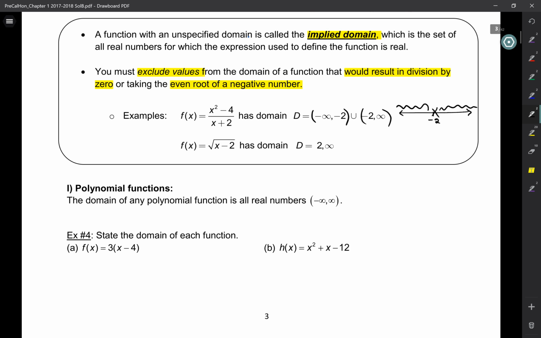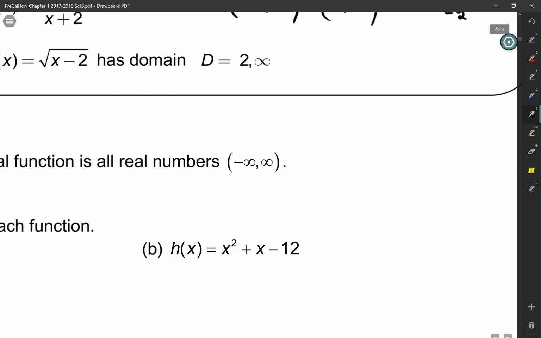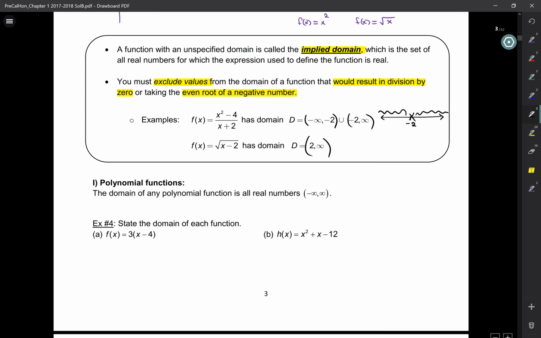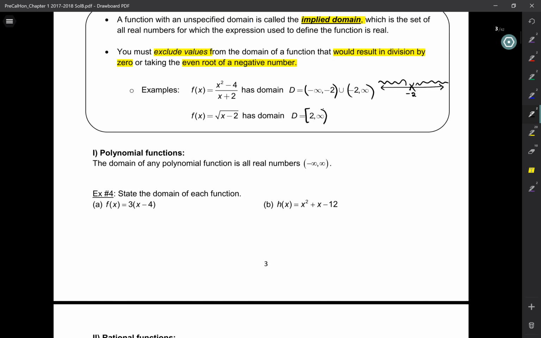How about the square root of x minus 2? The problem there is I can't have the inside be a negative. So anything that's less than 2 isn't going to work. That means it's everything starting at 2 and going to positive infinity. Okay? Oh, it does. You're right, because when you put 2 in there, it does work. Of course, it's 0.